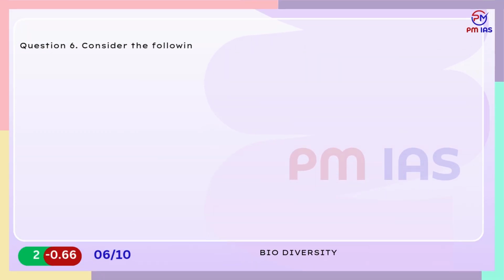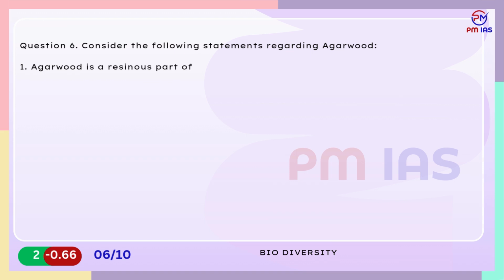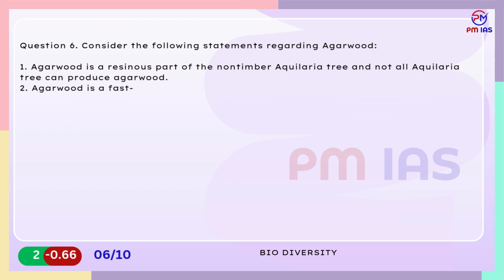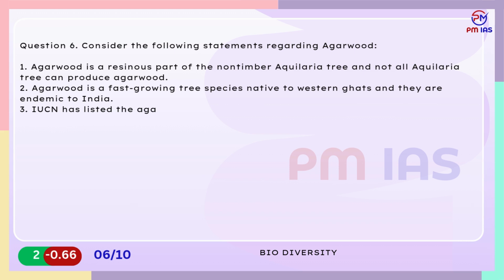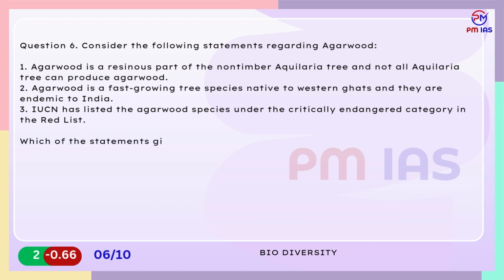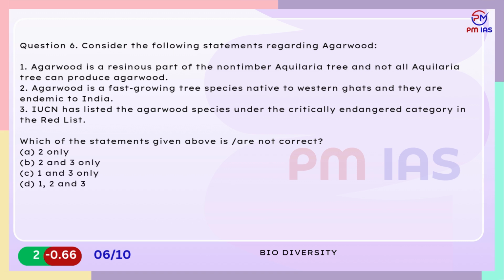Question 6. Consider the following statements regarding agarwood. 1. Agarwood is a resinous part of the non-timber Aquilaria tree and not all Aquilaria trees can produce agarwood. 2. Agarwood is a fast-growing tree species native to the Western Ghats and they are endemic to India. 3. IUCN has listed the agarwood species under the critically endangered category in the Red List. Which of the statements given above are not correct? A. 2 only. B. 2 and 3 only. C. 1 and 3 only. D. 1, 2 and 3.